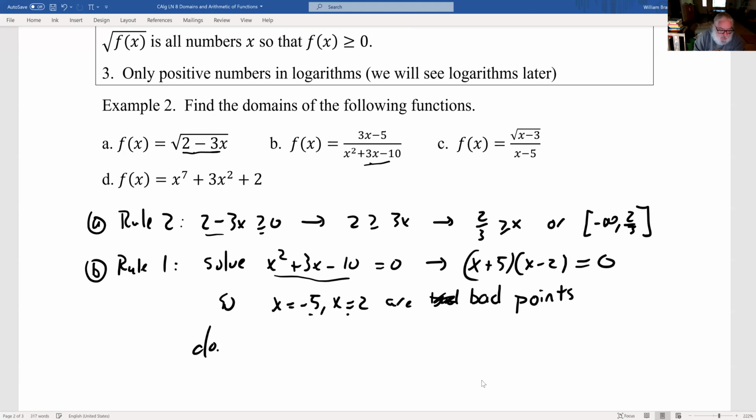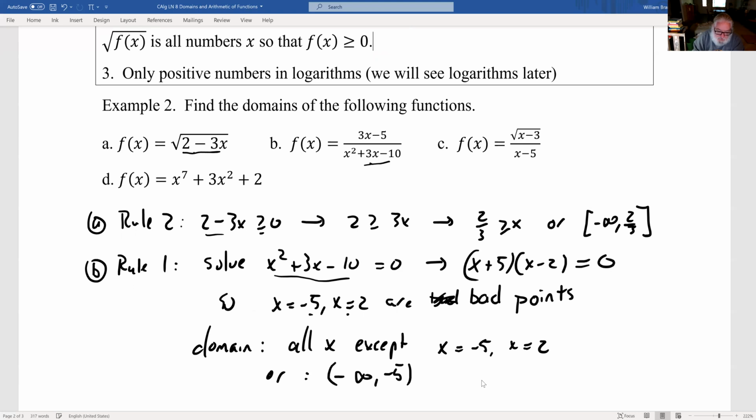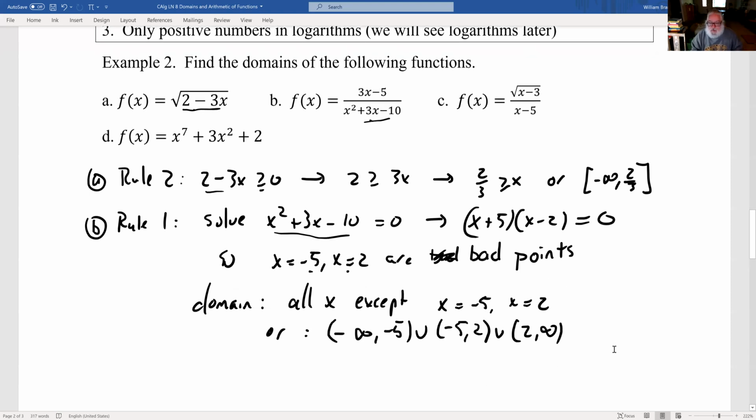So the domain for this function is all x except x equals minus 5, x equals 2, or you can write it as minus infinity up to minus 5, but you can't include minus 5, and then minus 5 up to 2, but you cannot include 2, and then open up to 2 to infinity. So you can write the domain either like this for the first one, or you can write it like that.